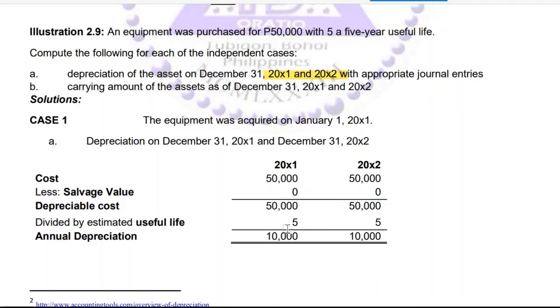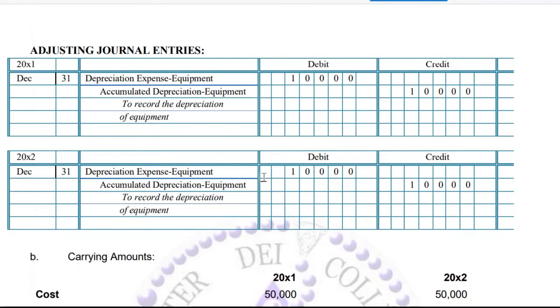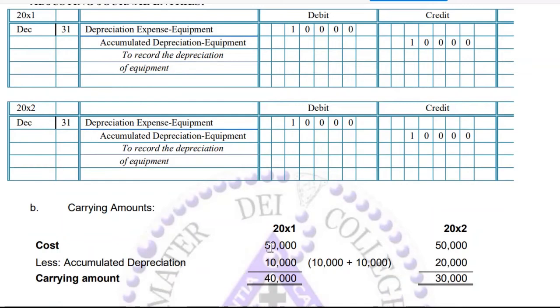Next, how much is the carrying amount? Remember the formula for the carrying amount? That is cost minus the accumulated depreciation. So for 20x1, 50,000 minus 10,000, that's the depreciation for year 1. And then the carrying amount is 40,000.